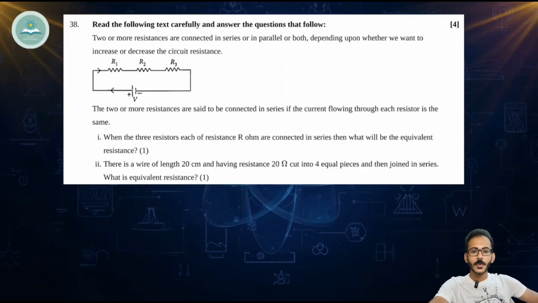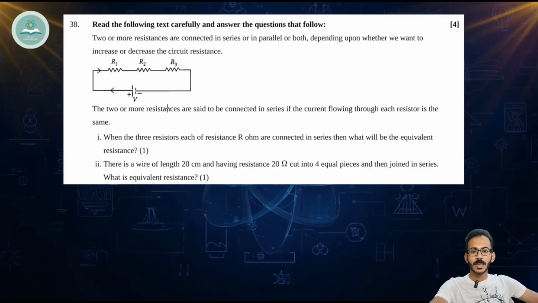Here we have few questions from the electricity chapter as well. Usually it will be asked from the light chapter, but still we'll just practice some questions from electricity chapter also. The question is like this: 2 or more resistances are connected in series or in parallel or both, depending upon whether we want to increase or decrease the circuit resistance. We already know that one. And now a figure is given here.